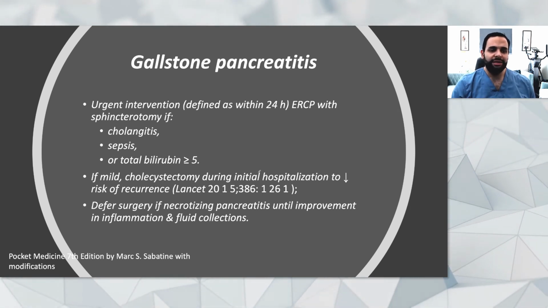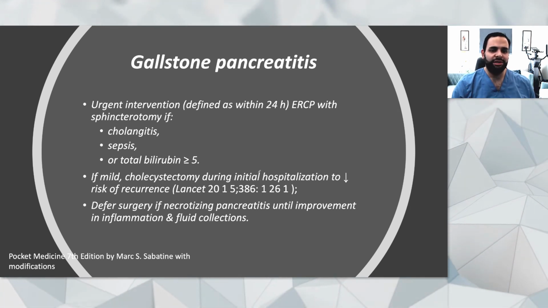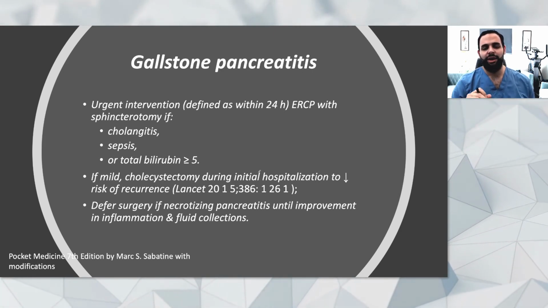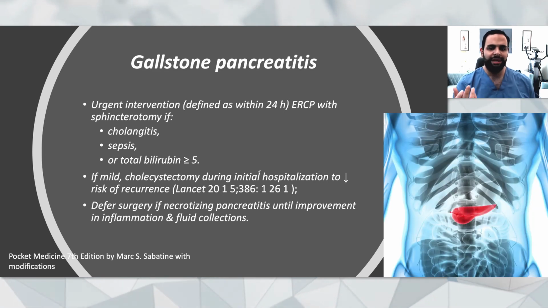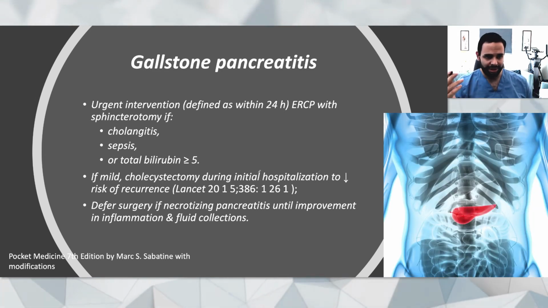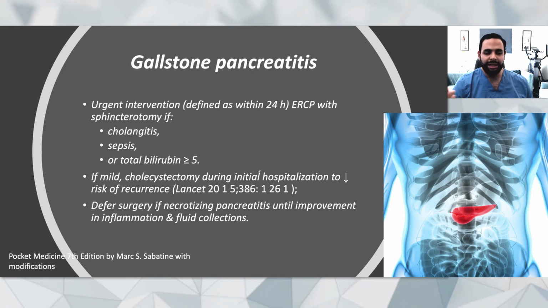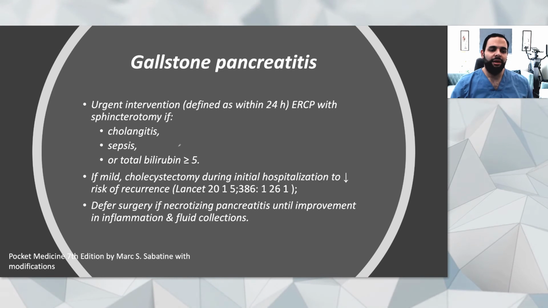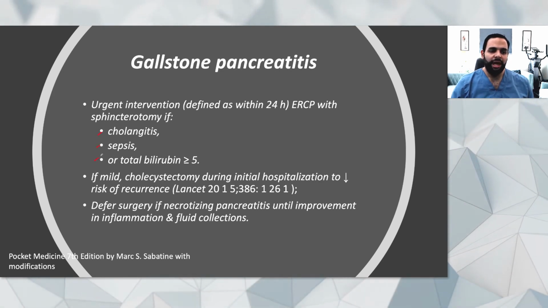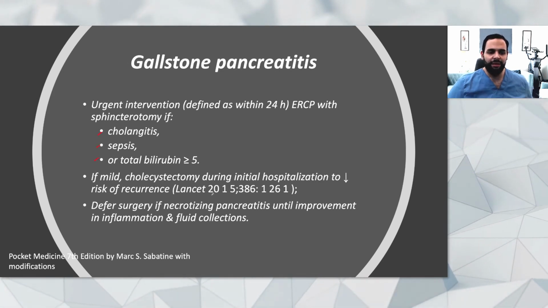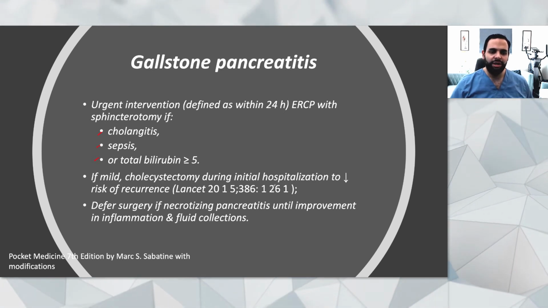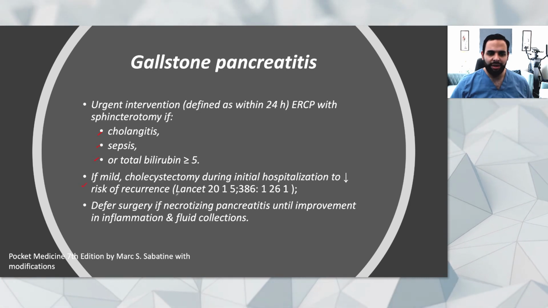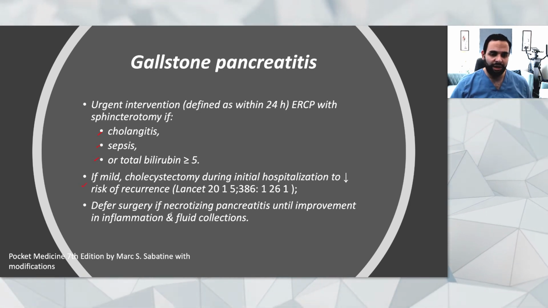Gallstone pancreatitis needs urgent intervention in certain cases. The urgent intervention is defined as the need for intervention within 24 hours. ERCP, endoscopic retrograde cholangiopancreatography, and sphincterotomy are needed if there's cholangitis, sepsis, or total bilirubin of more than 5. If mild, cholecystectomy during initial hospitalization to decrease risk of recurrence can be done. So that's based on the 2015 article in The Lancet.